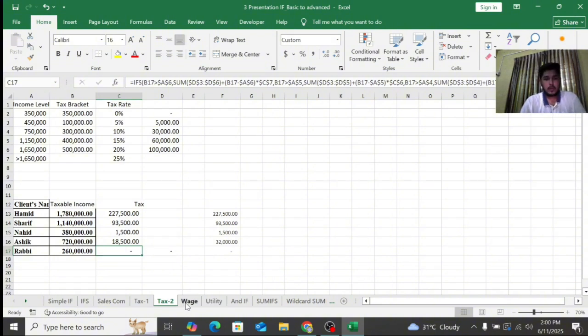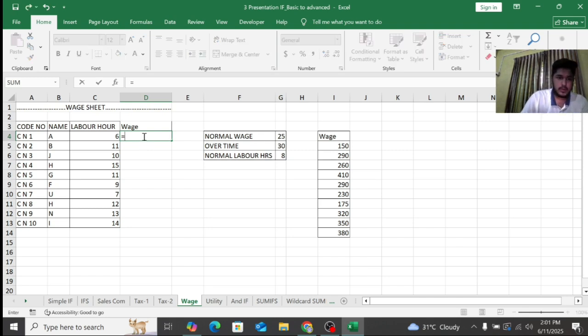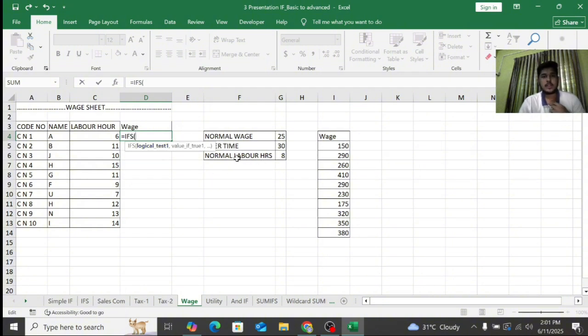Now we are going to calculate wage. It is as simple as that. So for this, first we are going to use IFS. As we all know, IFS, you can see that the normal wage and the overtime wage are different. If the normal wage is 25 and average overtime is say $30 per hour, and the normal labor hours is 8 hours. So now we have to calculate our labor hours.